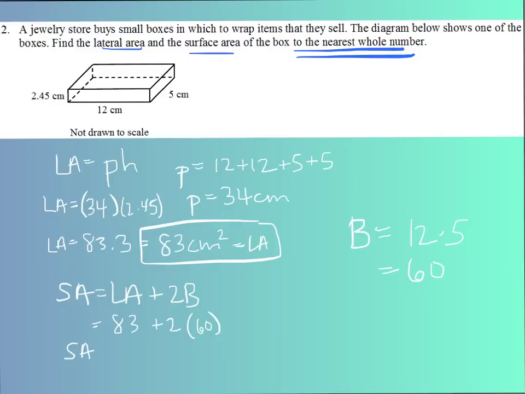So my total surface area is 203 centimeters squared. So we've got our lateral area here, our surface area here.